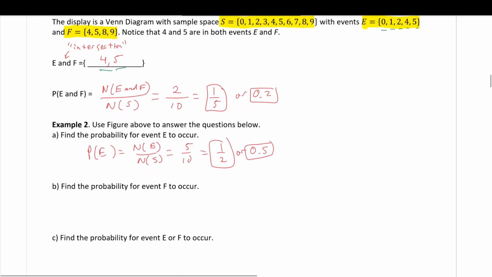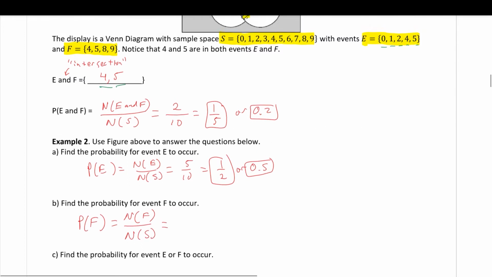And then we can do the same thing for F. Number of elements in F over the number of elements in our sample space. Where's F at? Over here. You can see it's 1, 2, 3, 4. So we have 4/10. That can reduce down to what? 2/5? Yeah. Again, 4/10 is the decimal equivalent.